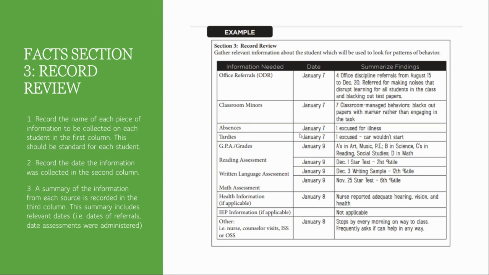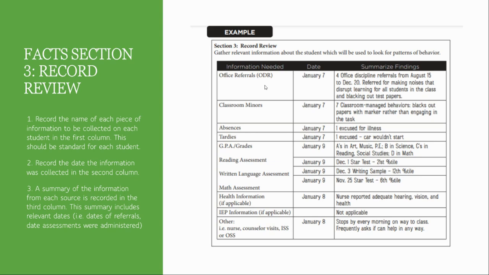So now, fast forward to doing this record review, we're going to be beginning to collect information about that student. We're going to be going through data to see what story that data can tell us. So the first step is to record the name of each piece of information to be collected on each student in the first column. This should be standard for each student.